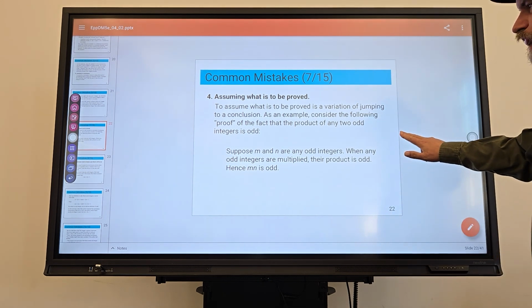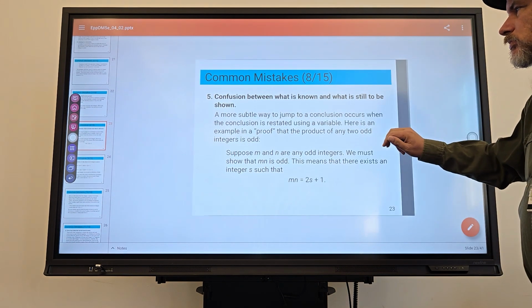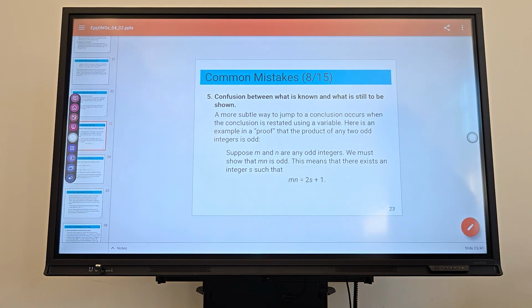So, confusion between what is known and what is still to be shown. It's a more subtle way of jumping to a conclusion. It happens when the conclusion is restated using a variable. Here's an example of a proof that the product of two odd integers is odd.